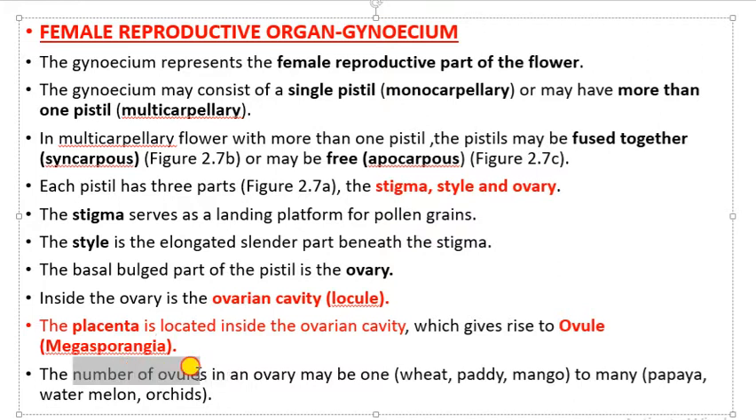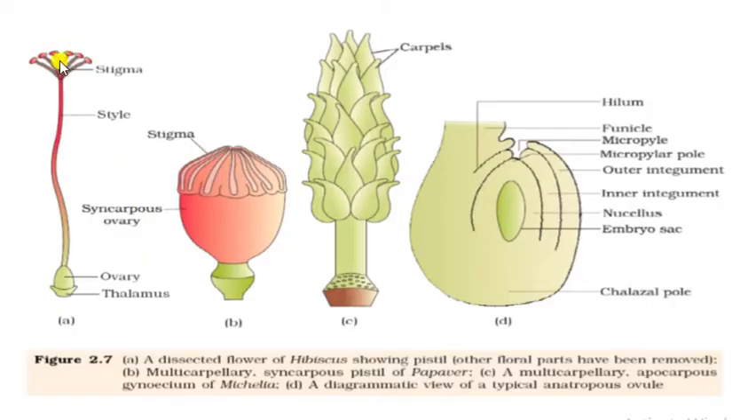The number of ovules in an ovary may be one or many. If it is one, the examples are wheat, paddy and mango, whereas if they are many, the examples are papaya, watermelon and orchids. Now in the diagram shown below, diagram A is the pistil of the hibiscus flower, diagram B is the multicarpellary syncarpous pistil of Papaver, and diagram C is the multicarpellary apocarpous pistil of Michelia.